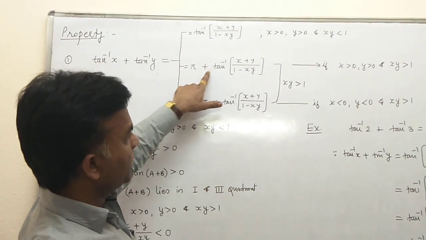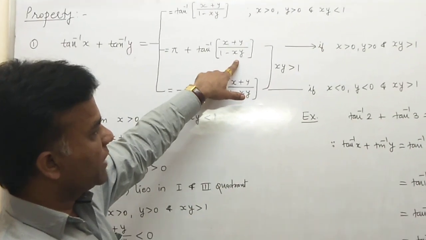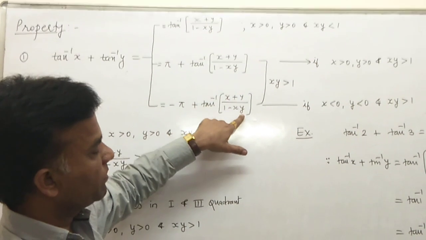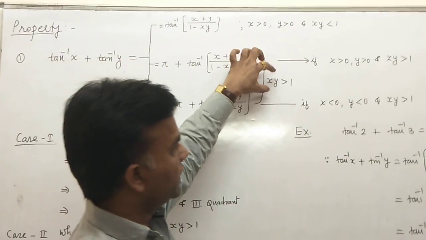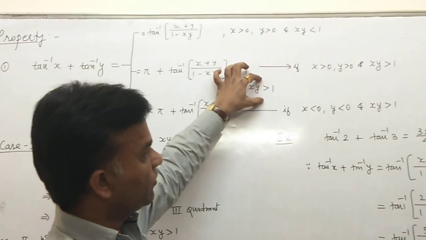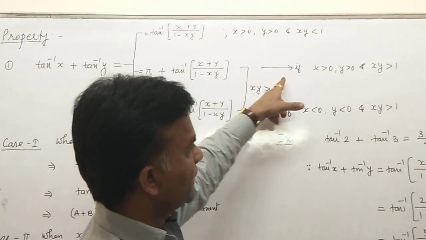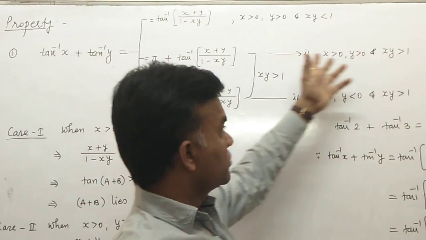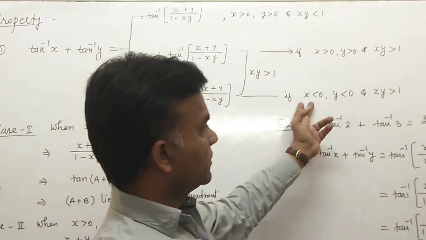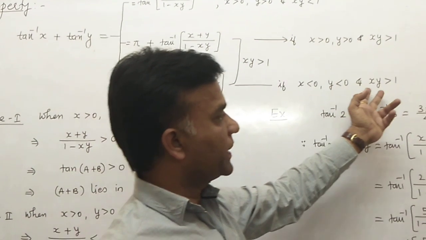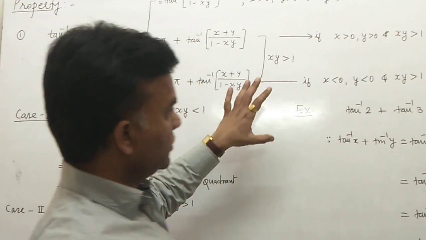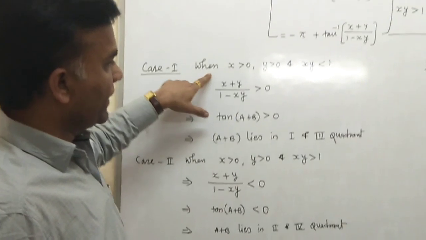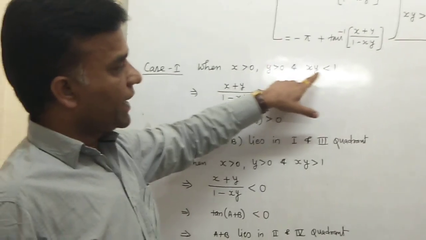If the case is pi plus tan inverse of x plus y upon 1 minus xy, and minus pi plus tan inverse of x plus y upon 1 minus xy, both conditions are related to the product of x into y being greater than 1. They have different conditions: x greater than 0, y greater than 0, but their product is also greater than 1, so use that formula. The last one is x less than 0, y less than 0, but xy is greater than 1. So these cases depend on three conditions. Like the first case, we study when x is greater than 0, y is greater than 0, and xy is less than 1.